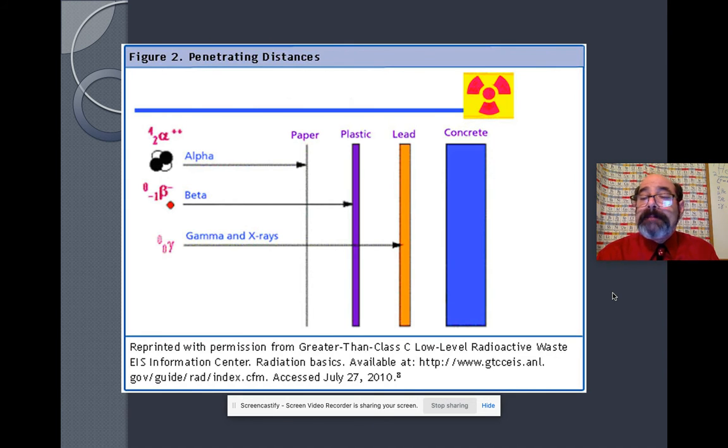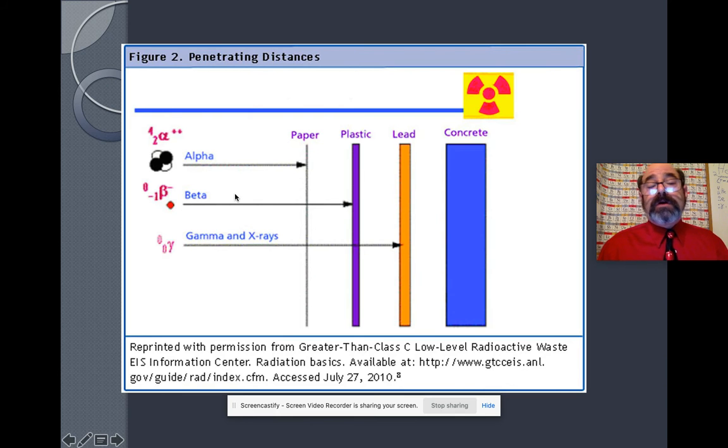Okay, now something new. We're talking about penetrating distances. What does that mean? That means how far the particles can go through something. So we have an alpha particle, which is a helium nucleus. And remember, Rutherford used gold foil. He used very thin foil intentionally because it could go through the foil. If he had a piece of paper handy, it would stop it. So your clothes can protect you from alpha particle radiation coming at you, which is good.